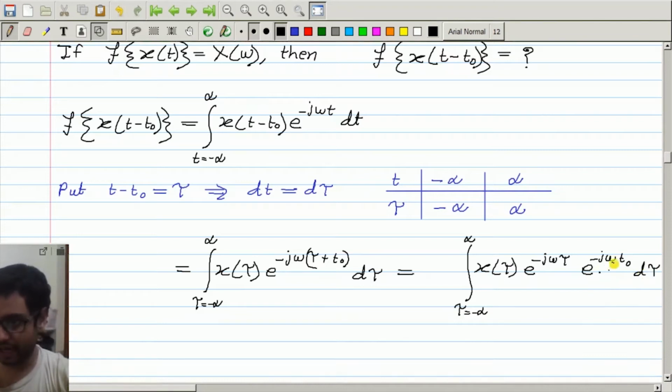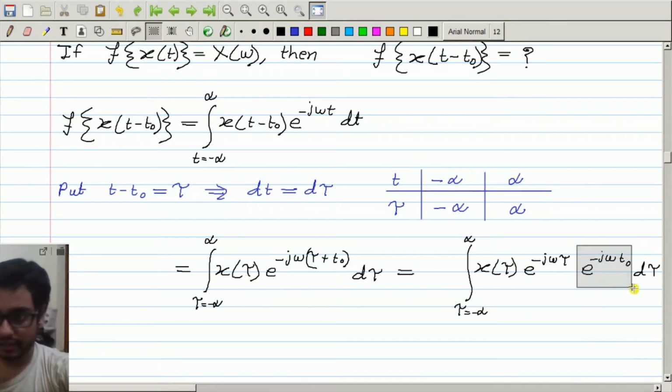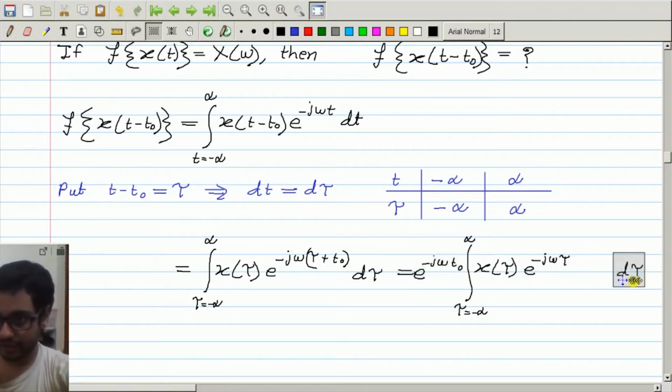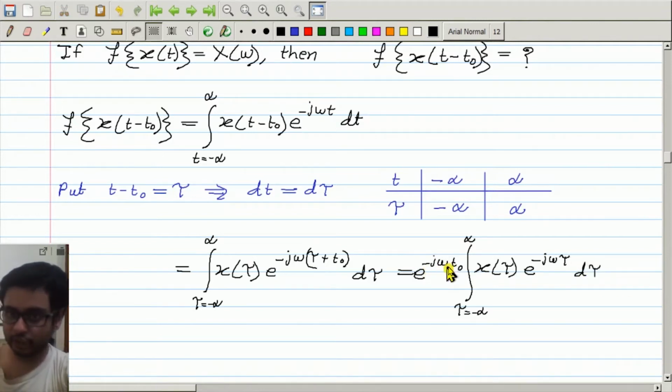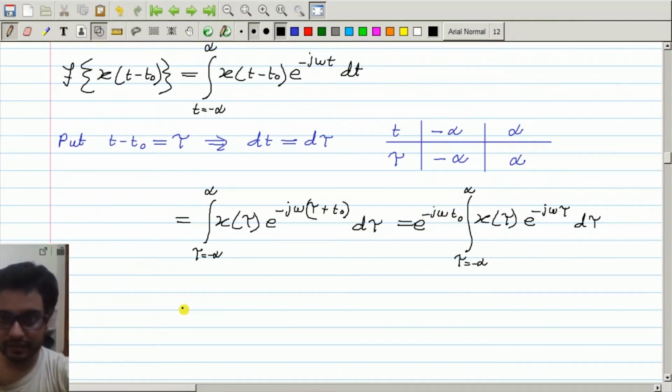Now notice this term is not a function of tau, therefore we will write it outside, okay, like this, because it does not depend on tau. Then we are done. So this is equal to e to the power minus j omega t naught, and this integration is nothing but by definition capital X of omega.